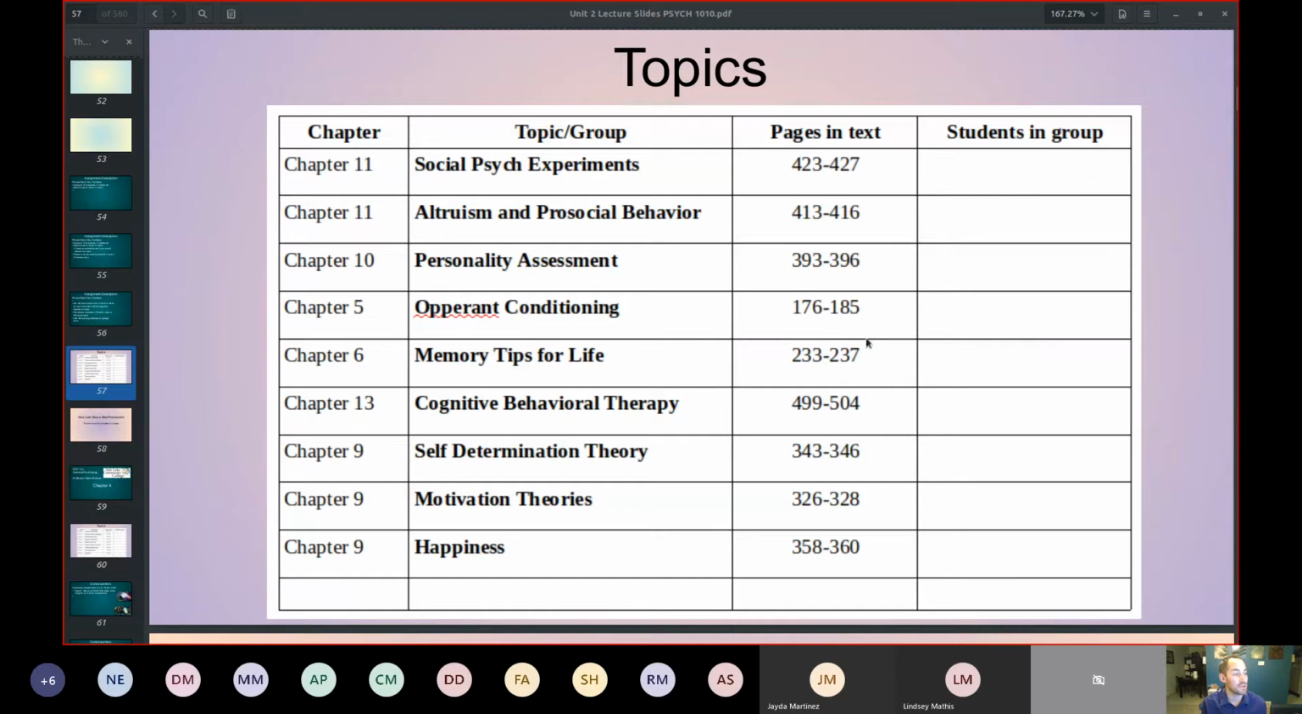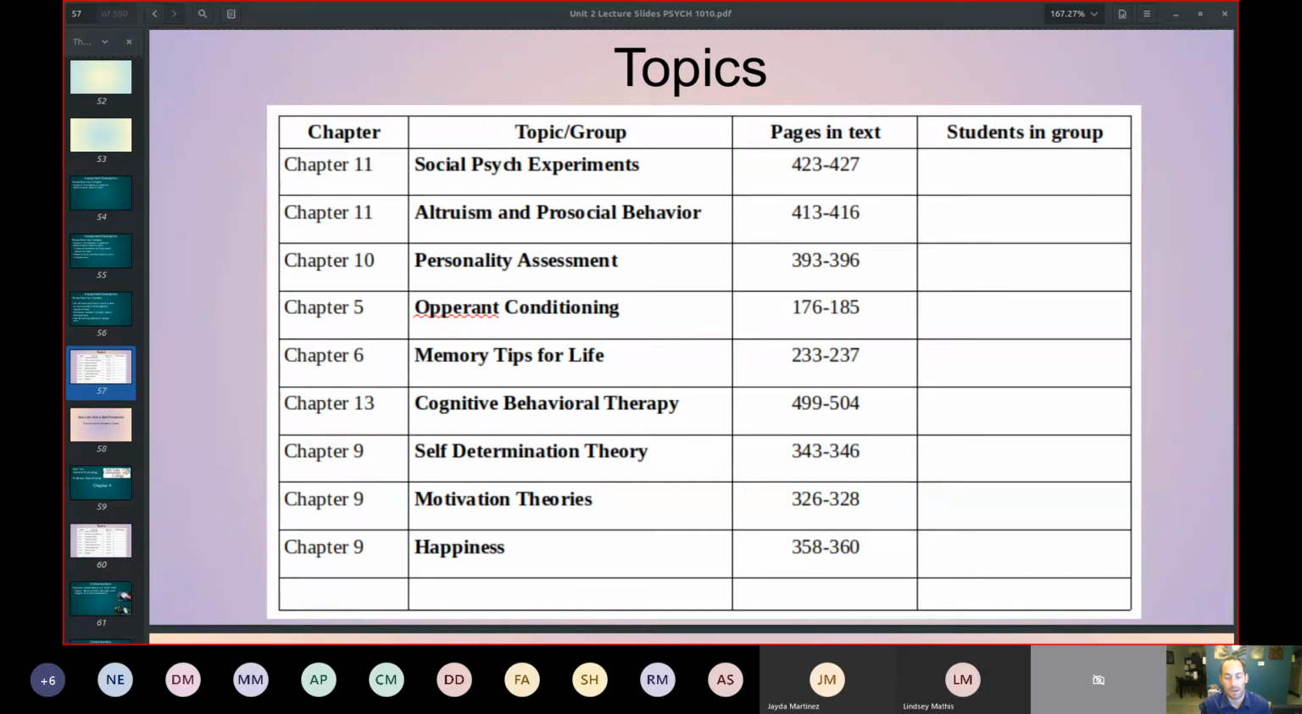All right, so anybody else interested in personality assessment, chapter 10? So Des mentioned they were interested in personality assessment. So anyone else interested in personality assessment? All right, we've got, okay, great. Now we have a couple people interested in personality assessment.